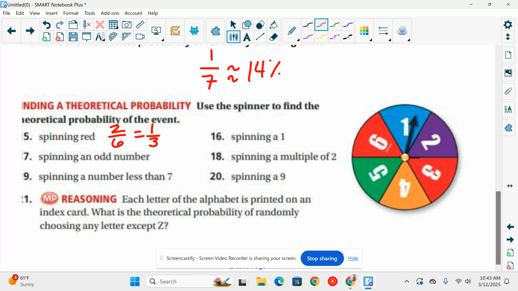What's the probability of me spinning a 1? 1 out of 6. There's one out of 6 total spots. Next, spinning an odd number. What are my odd numbers here? 1, 3, and 5. So we have a 3 out of 6 chance, which is half, which is equally likely to happen.